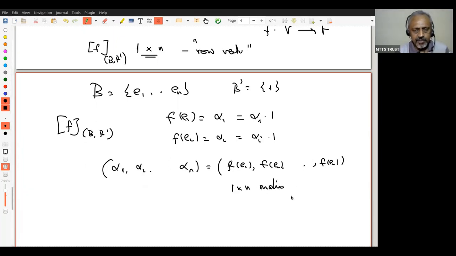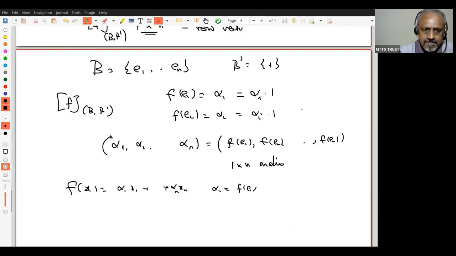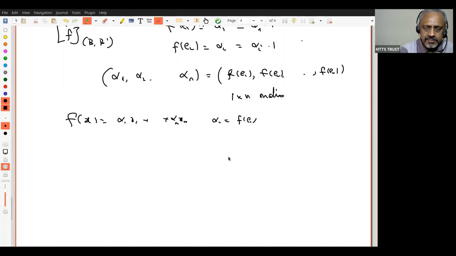Do you remember when we dealt with linear maps from Rn to Rn? We said any linear map f is of the form f of x equals alpha 1 x1 plus ... plus alpha n xn. What are alpha i? f of ei. So we got it. You understand this? Have you understood all these things?